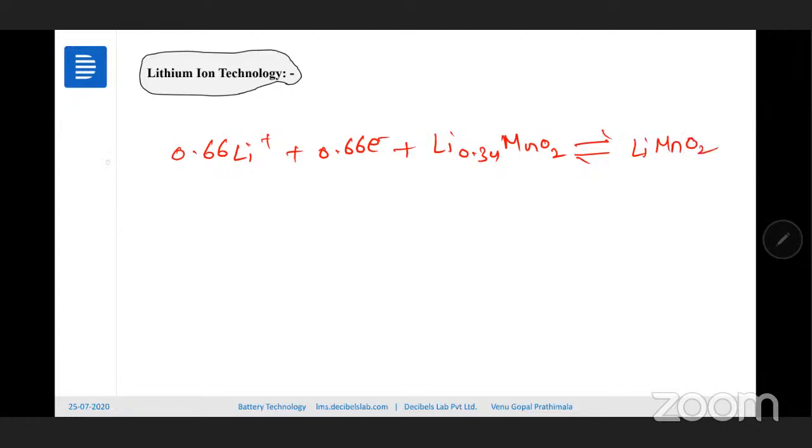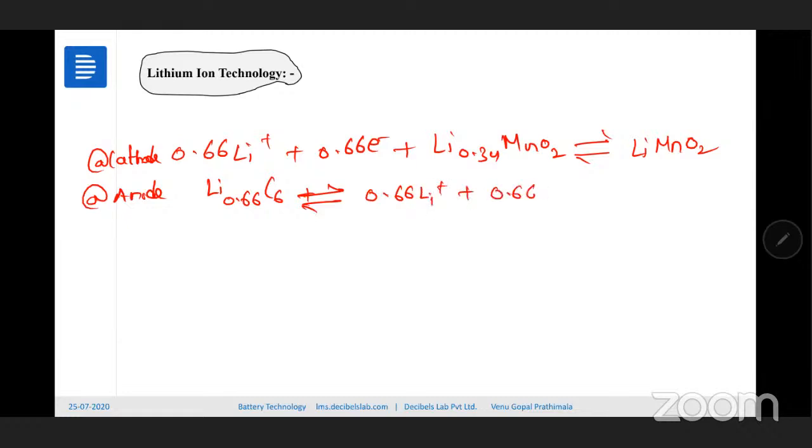Otherwise, I'll write the equation over here. 0.66 lithium plus 0.66 electrons plus Li 0.34 manganese oxide gives us the cathodic equation. Yes, gives rise to lithium manganese oxide. This is at the cathode. And similarly, at the anode, we have Li 0.66 C6, which gives rise to 0.66 lithium ion plus 0.66 electrons plus six carbons. Okay. So this is at the anode and this is at the cathode.